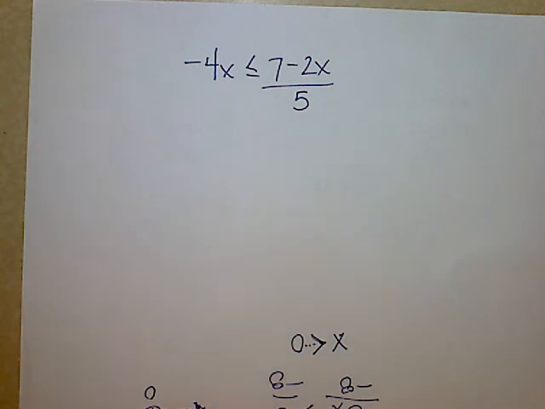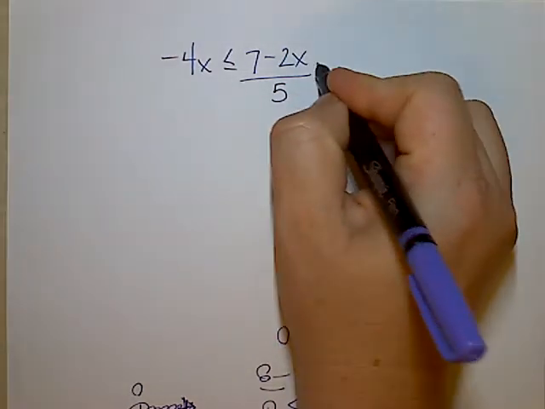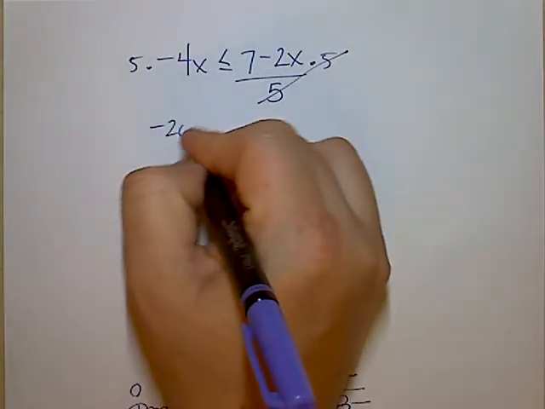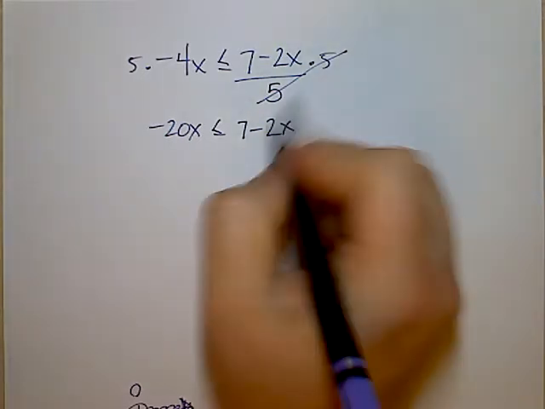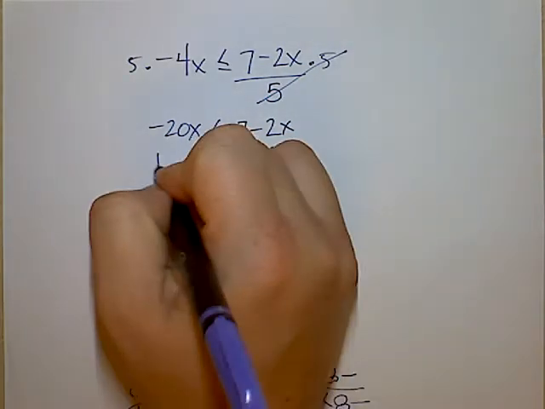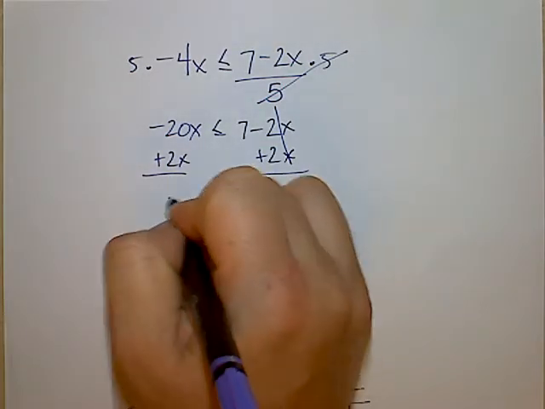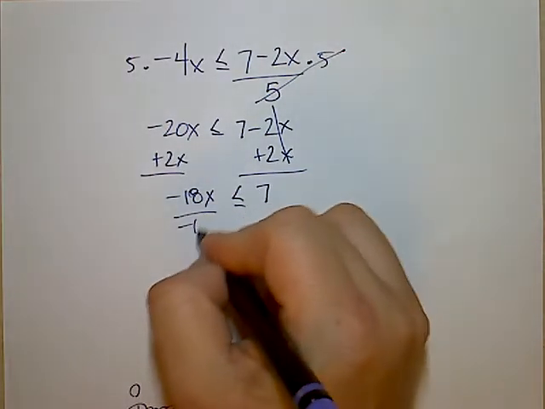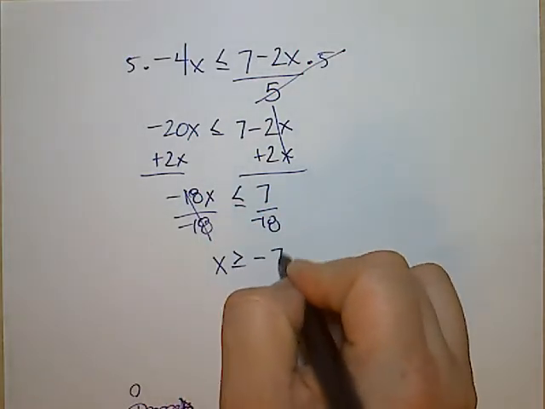Similar directions, we're going to solve for the variable and then graph the solution set on a number line. So to get rid of this 5, I'm going to multiply both the left and the right by 5. I'm going to move the variables to the left. And then now to isolate the x, I'm going to divide by -18. Dividing by a negative means I'm going to flip the symbol.